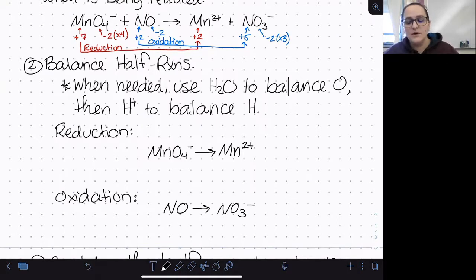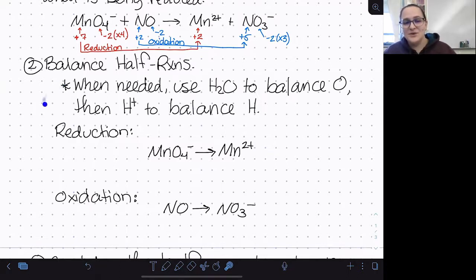So the first thing we want to do is to try to balance these for mass, meaning that we need to have the same number of atoms on both sides of each element. So starting with our reduction half reaction, we see we have 1 manganese atom on both sides, so that's good. We have 4 oxygen atoms on the left, and we have none on the right. So this is one of those cases where your normal balancing methods aren't going to work for you here. You can't just adjust a coefficient when it's starting out as 0.